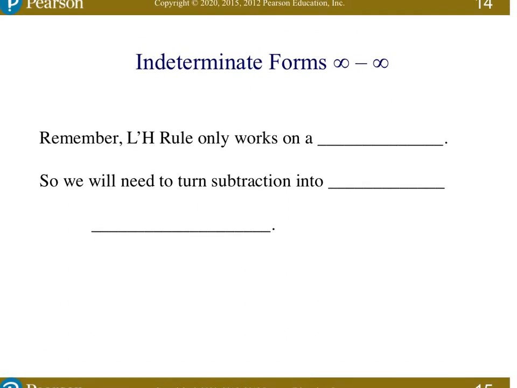So just by way of review, remember that L'Hopital's rule only works on something that is a quotient. And that quotient must have an indeterminate form. So a subtraction needs to be turned into a quotient. The only way to turn a subtraction into a quotient is to use common denominators. Once you've achieved common denominators, then what was a subtraction of 2 terms becomes a quotient instead.